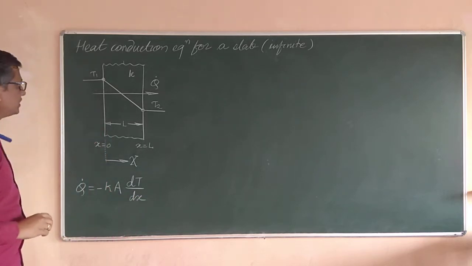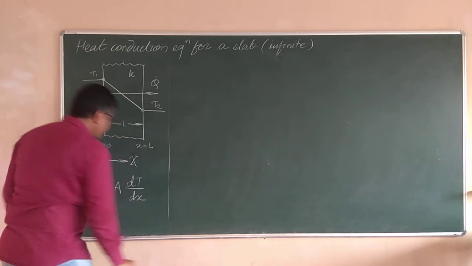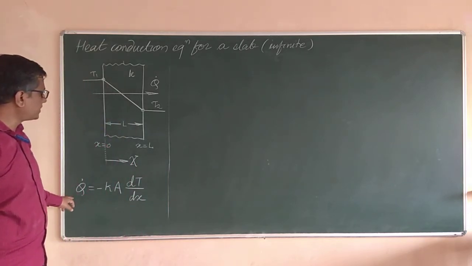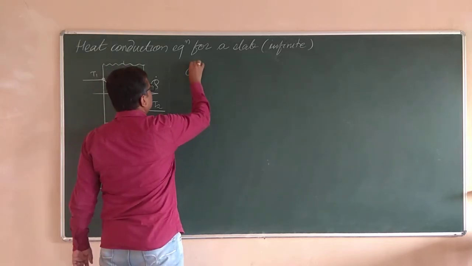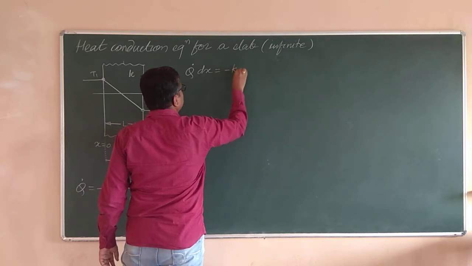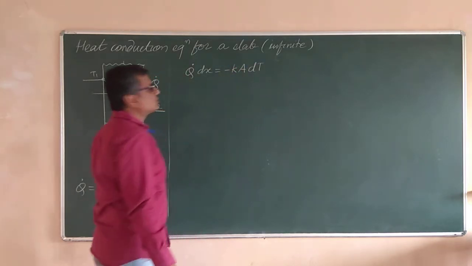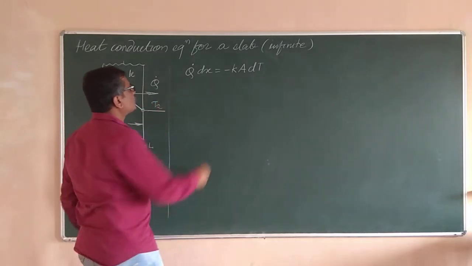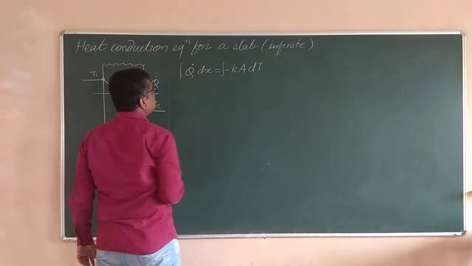This is what Fourier's law is. Now we are going to separate the variables, and after separating them we will integrate and see what the equation of Q is. So this equation I can write as Q dot into dx equals minus K A into dT. We have separated the variables and now I am going to integrate it.